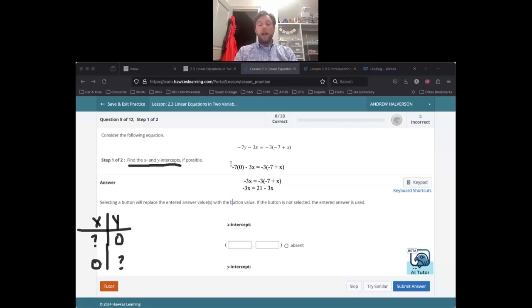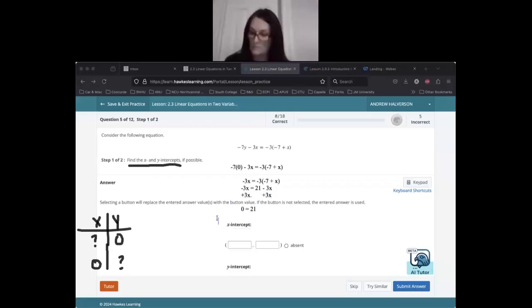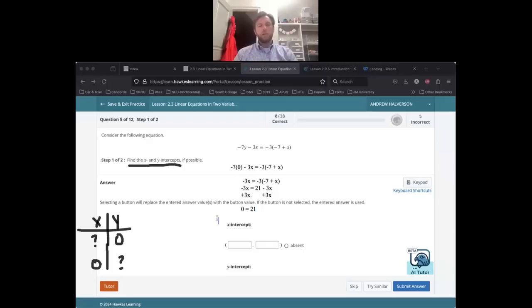Now we need to add 3x to each side to get the x over to the left side. Uh-oh, what happens? They both cancel. The x is canceled too. So what does that mean? The answer is just 21?